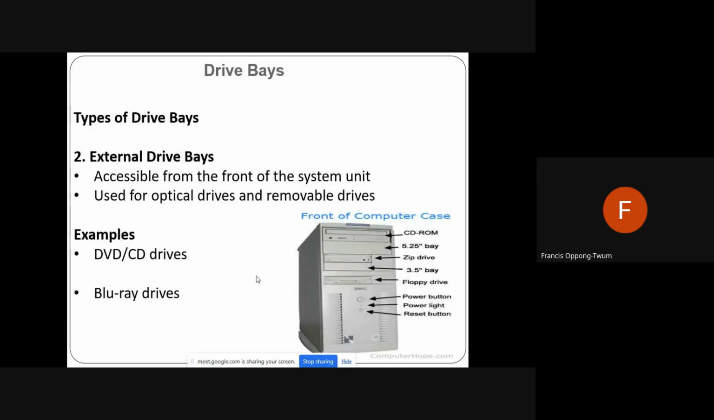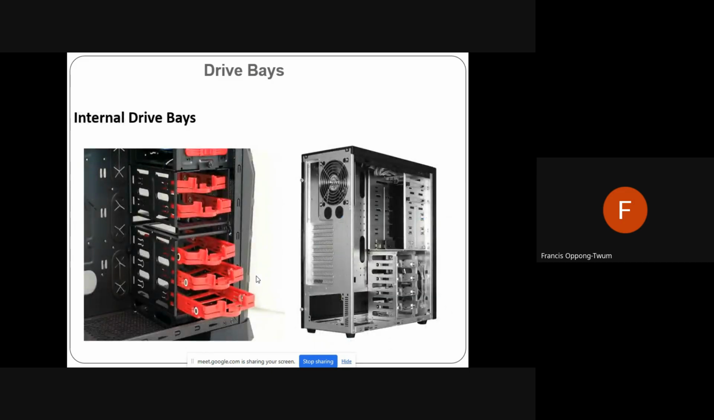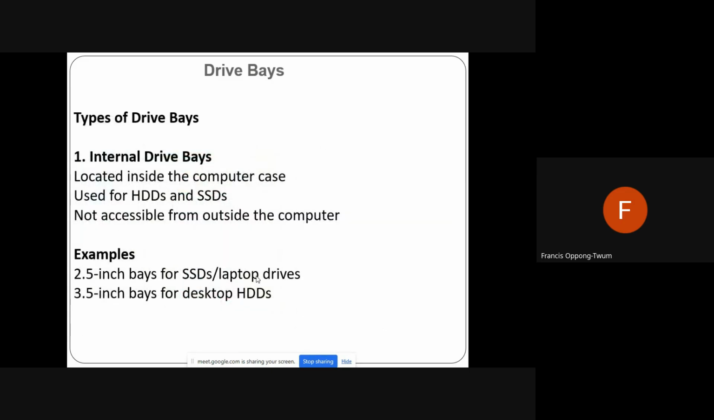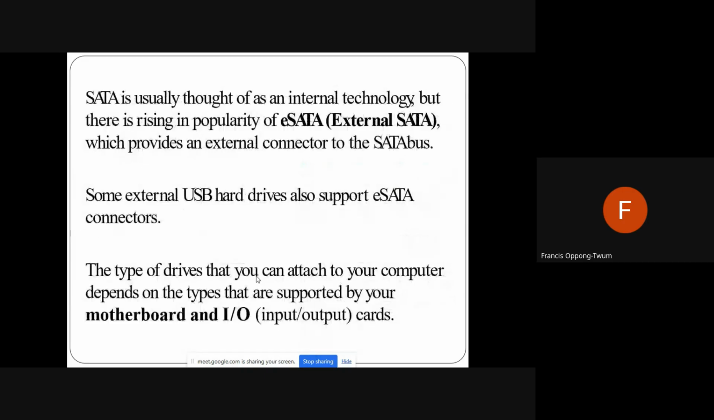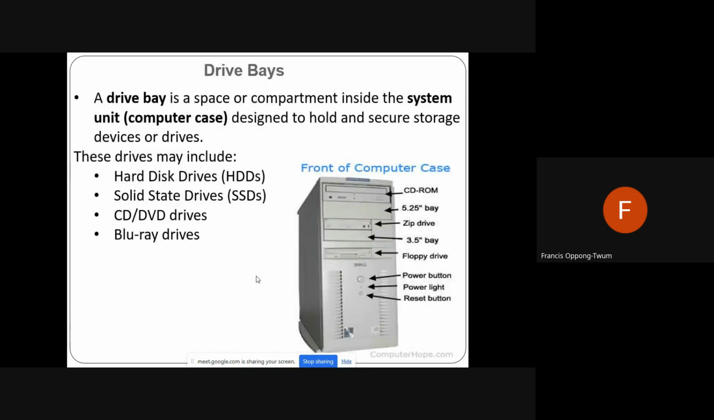Please, I'm done with the drive bay. Any question on it? If you don't understand anything, so the purpose of the drive bay, the importance, the two types of drive bay that we have, the internal and the external drive bay. When we talk of the internal drive bay, we are talking about what is used for the HDDs and the SSDs. It is always located inside the computer case, not accessible from outside the computer, and all those things. Please, any question on the drive bay? Any question on it before we continue?